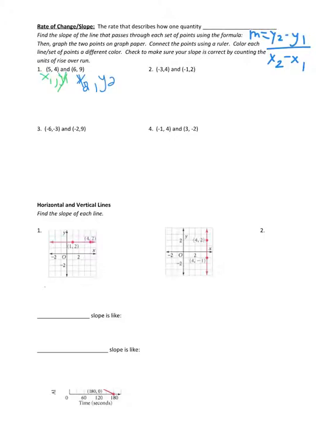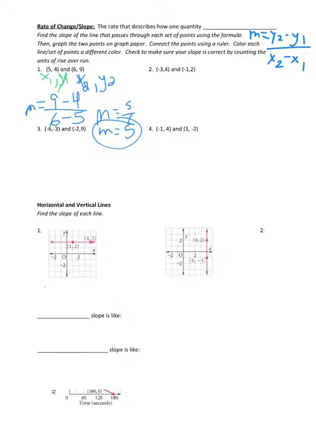Okay, so from here I can go ahead and subtract my y's. So I'm going to go 9 minus 4 over 6 minus 5. And I forgot actually my m equals. All right, so I've got m equals 9 minus 4 over 6 minus 5. So m equals 5 over 1 or just 5.